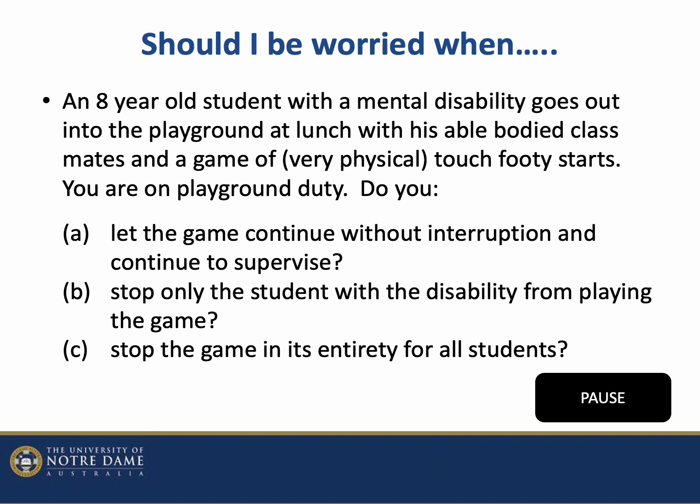And then the third option, C, stop the game in its entirety for all students. In my estimation, this is the best option to chat to students, reset their play expectations for how to play safely, and then you would closely supervise their next attempt to play appropriately. And it might be that you have to redirect them to a different type of play or a different type of game. And all of that comes back to how well you know the students, how well you know the school environment, and that type of knowledge assists greatly in decision making in these circumstances.